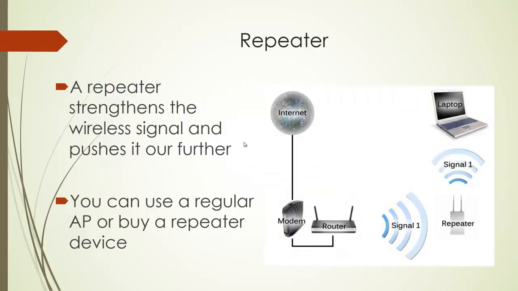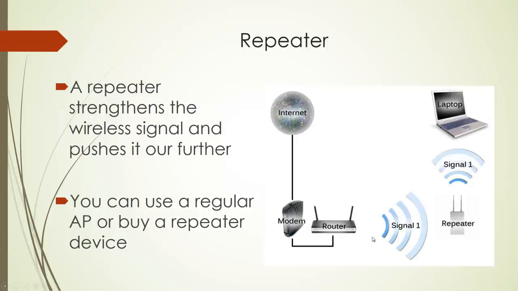All right, so a repeater. A repeater strengthens the wireless signal and pushes it out further. And you can use a regular access point, or you can buy a specific repeater device. So repeaters are out there to just push the signal out farther. So in this case, let's say my wireless router is down here in my basement on the left side of my house, and I want to be able to access devices outside my house on the right side.